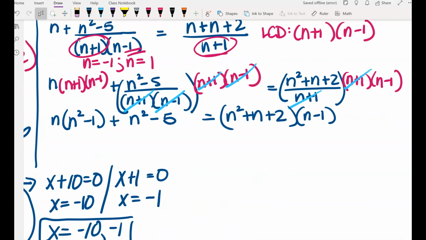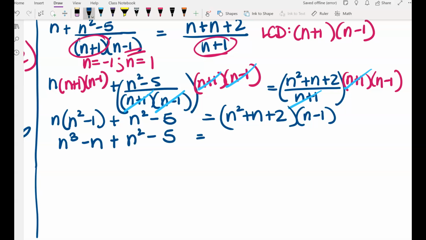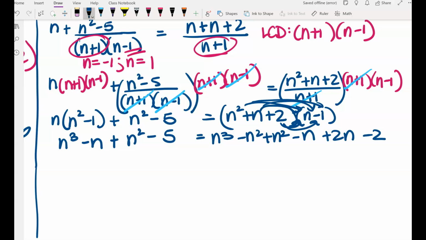Okay, let's distribute. I'm going to erase some of my work from prior examples here. n times n squared is n cubed minus n. Not much we can do with this little dude. From here, n squared times n is n cubed. n squared times -1 is -n squared. n times n is positive n squared. n times -1 is -n. 2 times n is positive 2n. 2 times -1 is -2.